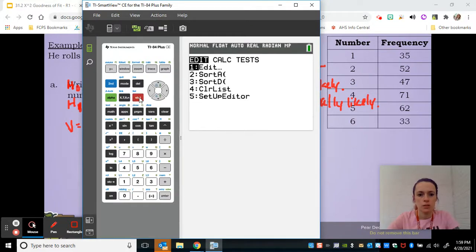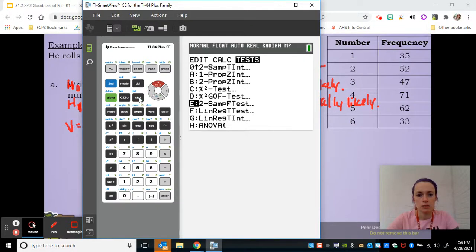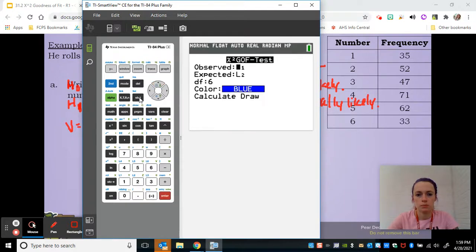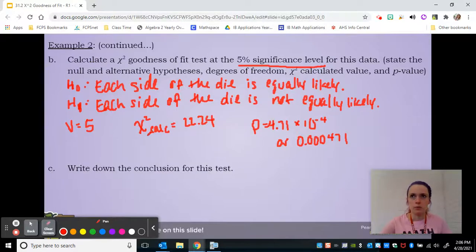Running my test, Stat, Test, goodness of fit test. L1, L2, my degrees of freedom now is 5. So then I'll go down to calculate. So I've copied over my calculated value is 22.24. My p-value is 4.71 times 10 to the negative fourth. It did have the e at the end. Or in standard form, 0.000471.